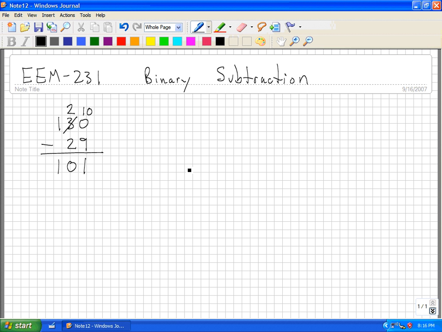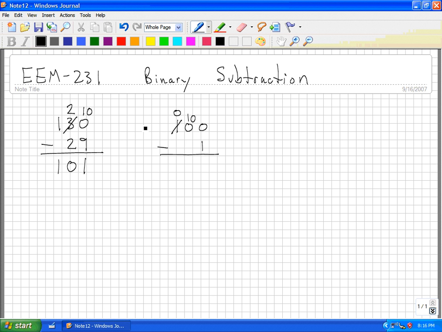We do binary subtraction the same way. Let's take the binary number 1, 0, 0, and let's subtract 1. 0 minus 1, we can't do that. So we borrow from the next position, which is also a 0. So we can't borrow anything because it's already 0. So what we'll do is we'll go to the third position, which is a 1. We borrow from this 1, and it becomes a 0. Then this becomes a 2.